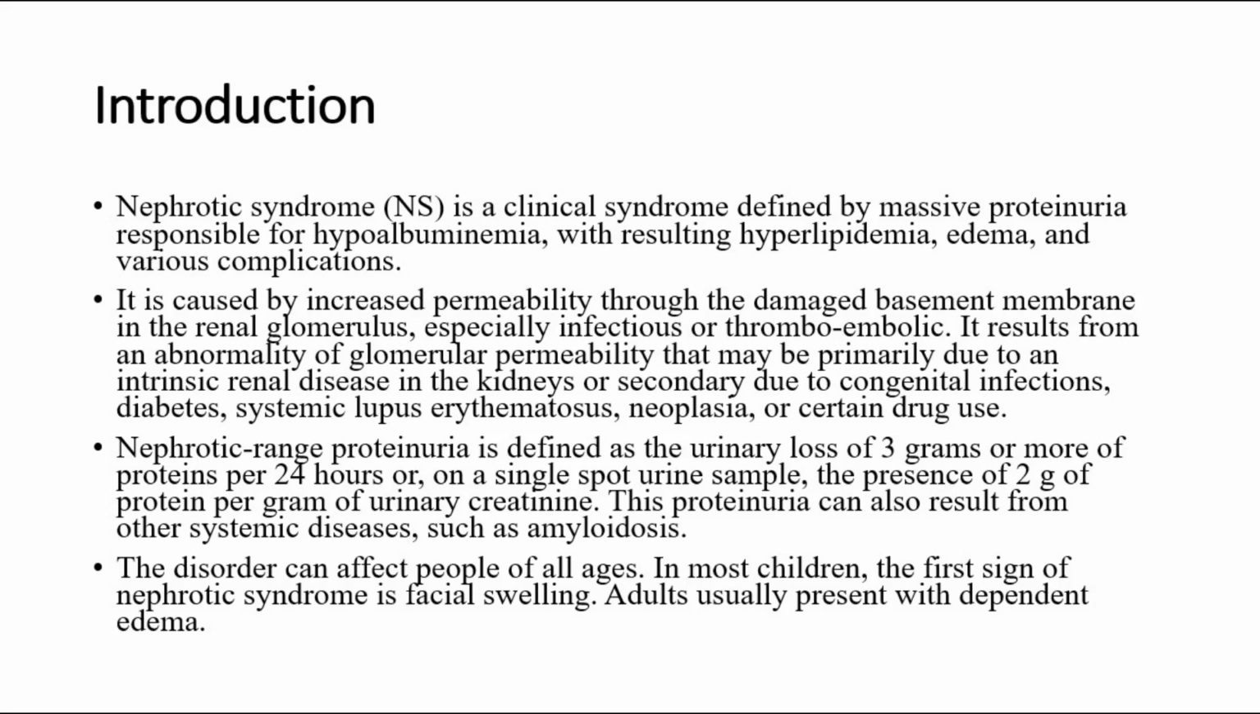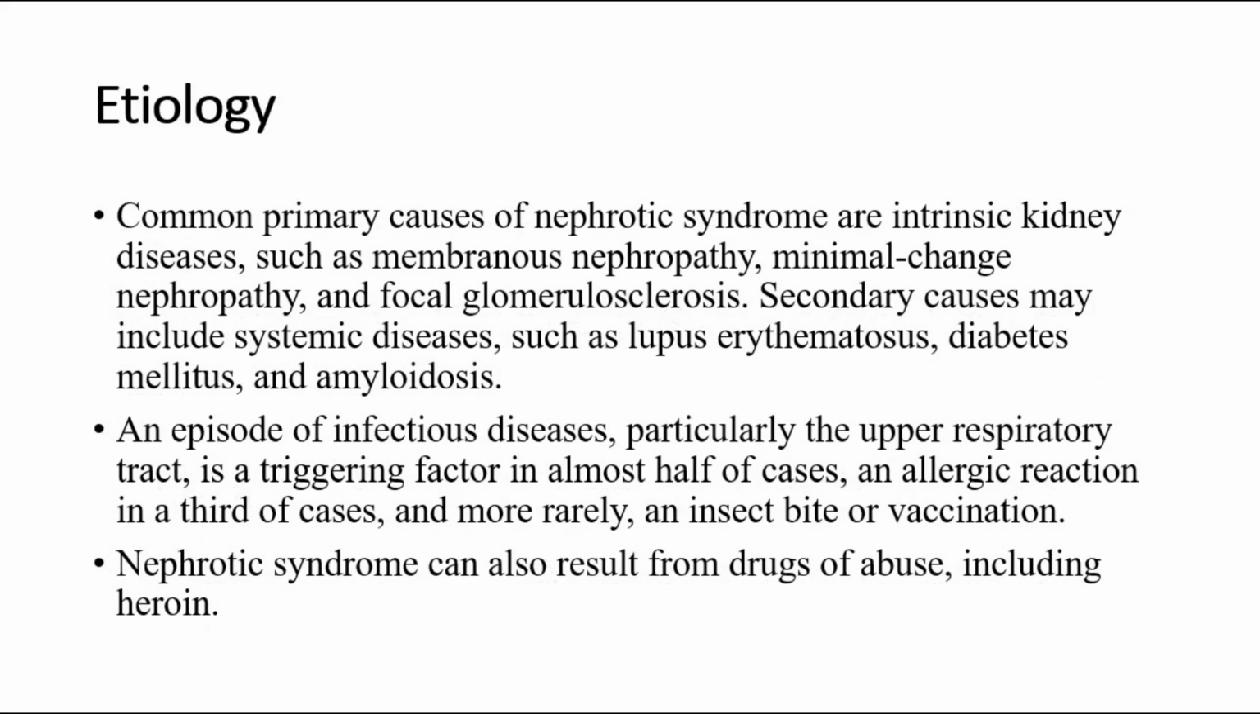The disorder can affect people of all ages. In most children, the first sign of nephrotic syndrome is facial swelling. Adults usually present with dependent edema. Common primary causes of nephrotic syndrome are intrinsic kidney diseases, such as membranous nephropathy, minimal change nephropathy, and focal glomerulosclerosis. Secondary causes may include systemic diseases, such as lupus erythematosus, diabetes mellitus, and amyloidosis.